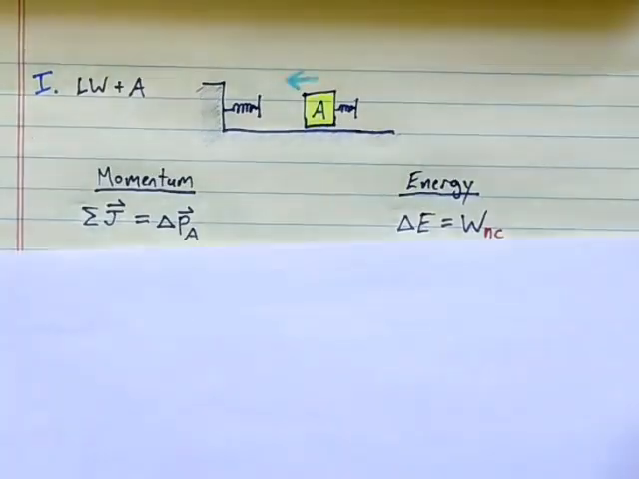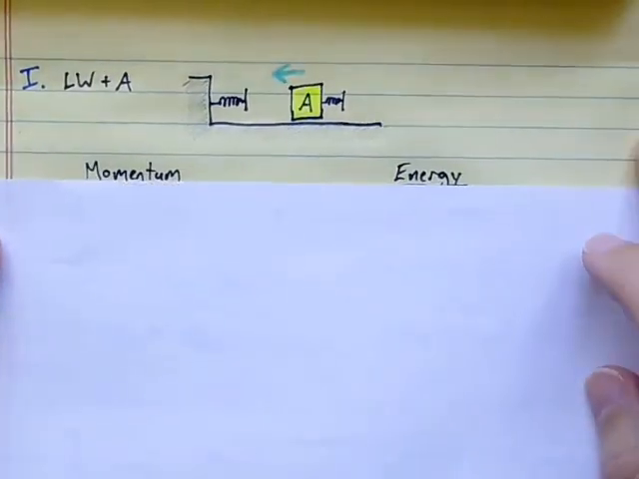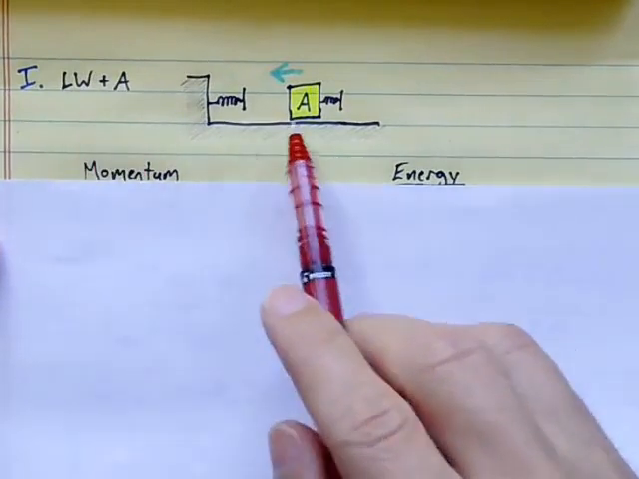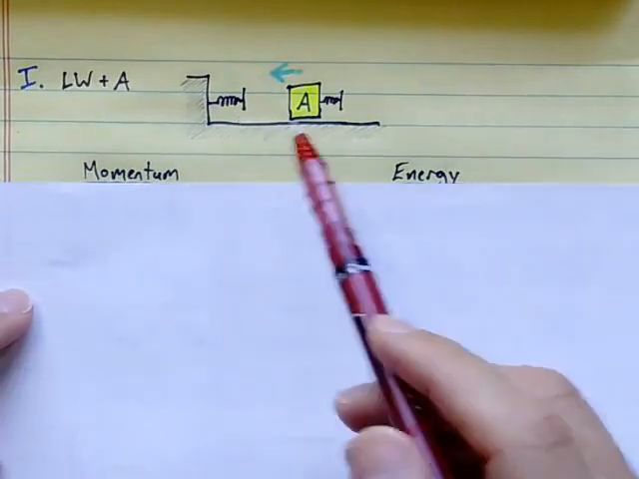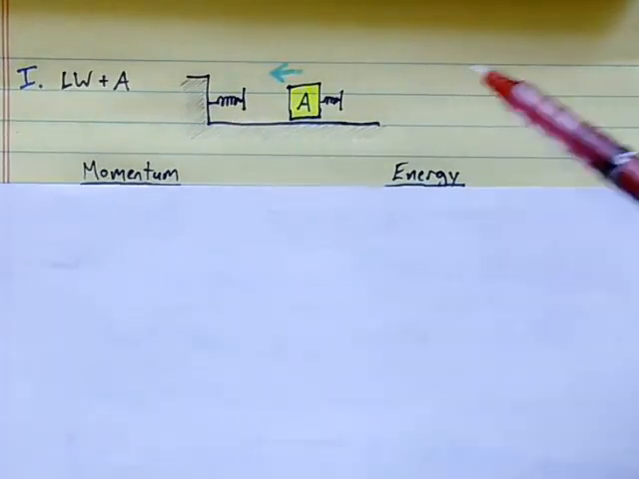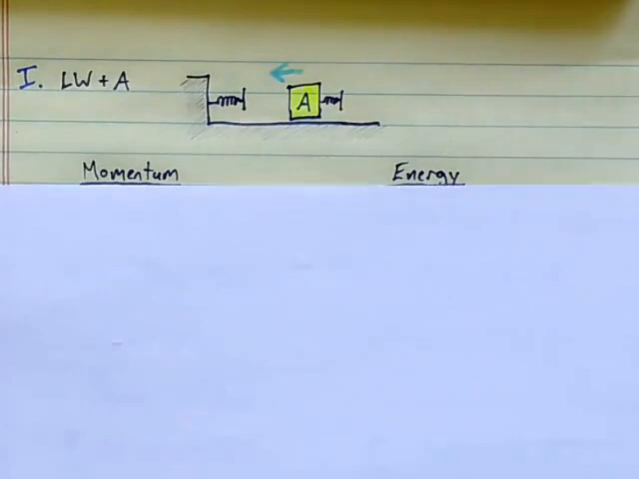So number 1, collision between the left wall and box A. This collision is mediated by this elastic spring here, this ideal spring. We'll look at conservation of momentum and conservation of energy.